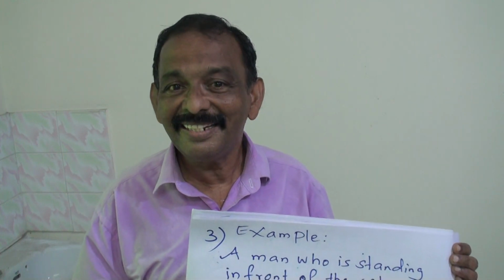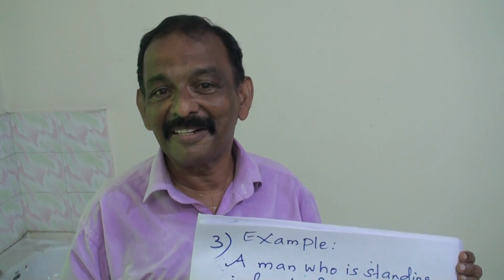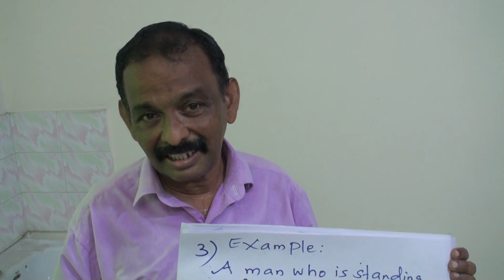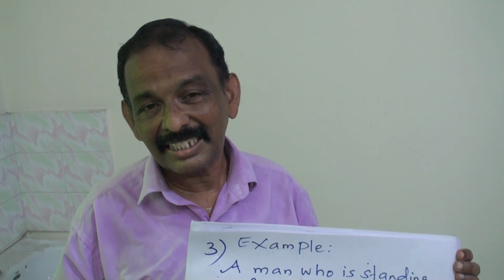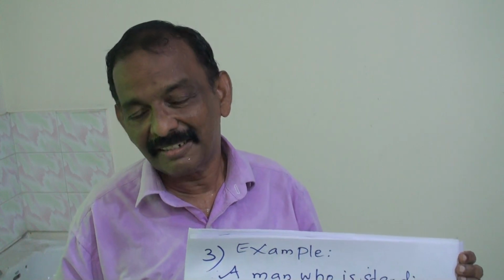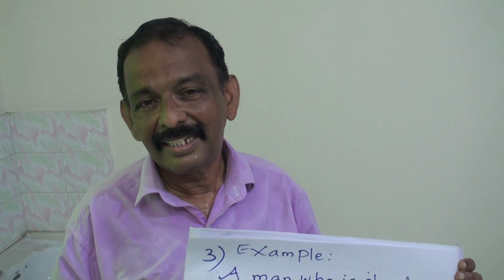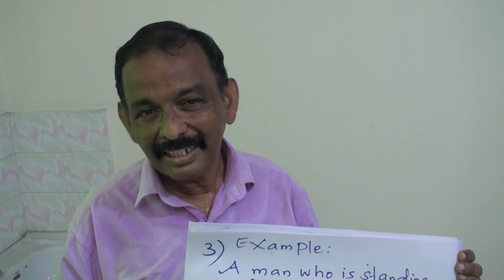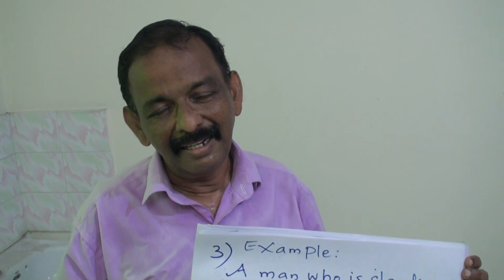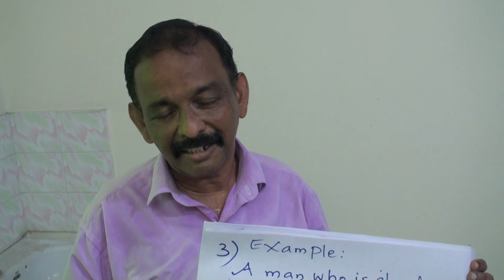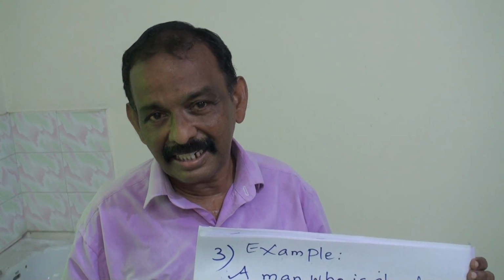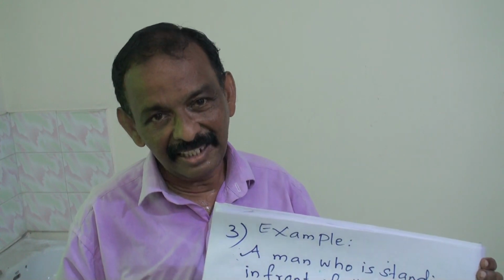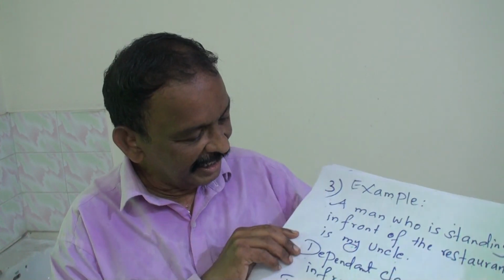What is an independent clause? Have you already studied? Already known? The clause, the sentence which, if written separately, gives a complete sense of meaning, is called an independent clause. The relative clause or dependent clause, if written alone, does not give the complete sense of meaning. I think you understand in this example.